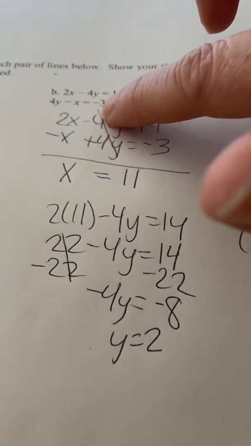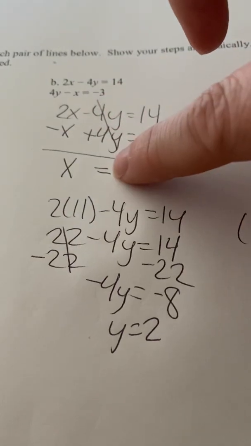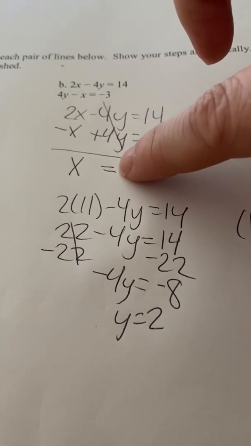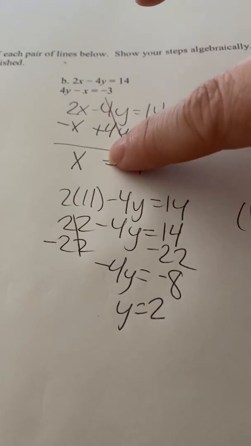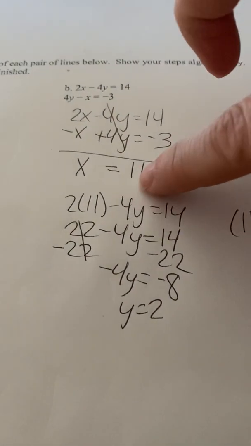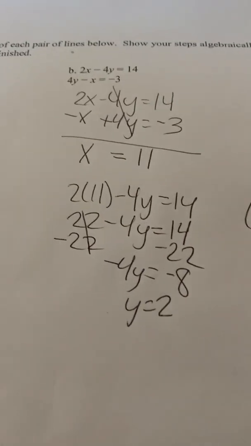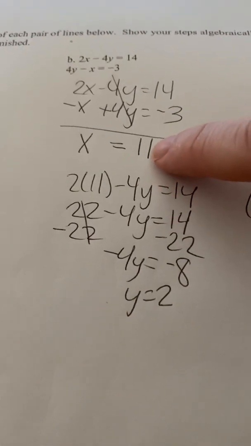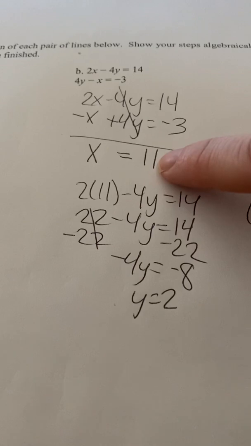Now, when you add negative 4y plus 4y, those are going to cancel. And that is your goal when you're trying to eliminate. You're eliminating one of the variables. 2x minus x is x. 14 minus 3 is 11. So x equals 11. That's only a one-step equation there. So that's pretty cool. And then you can plug in x equals 11.